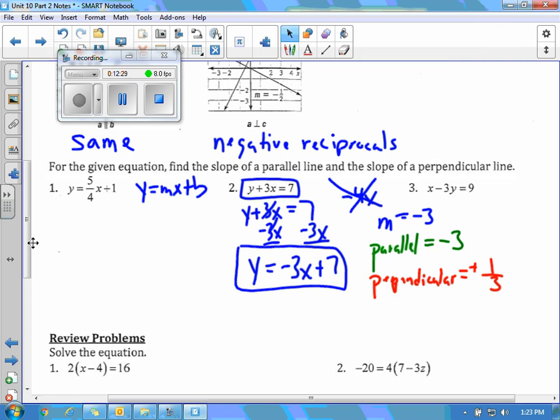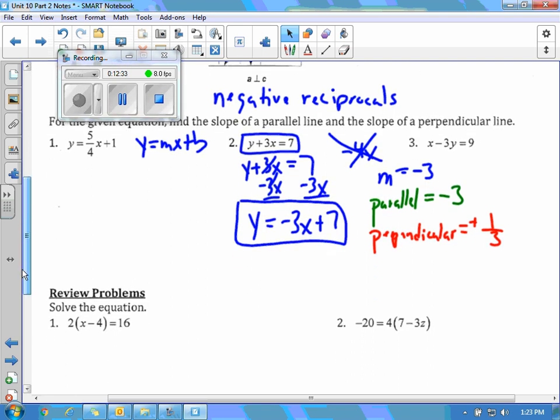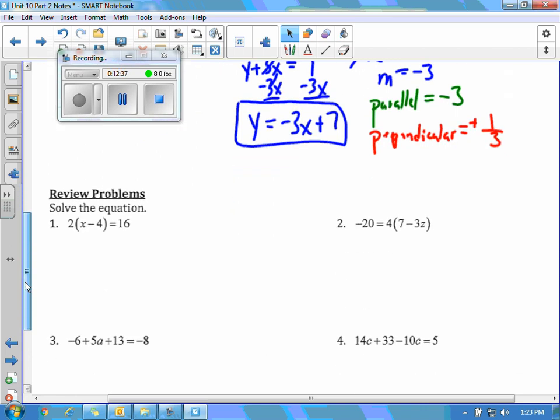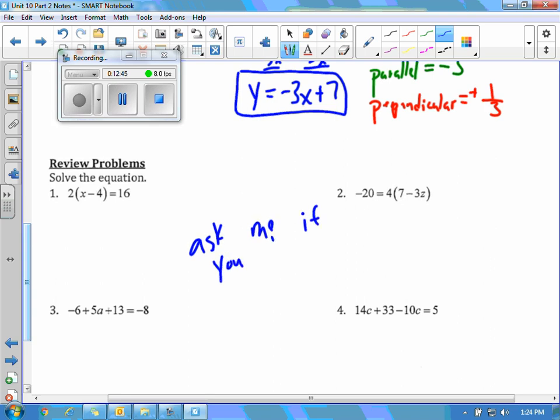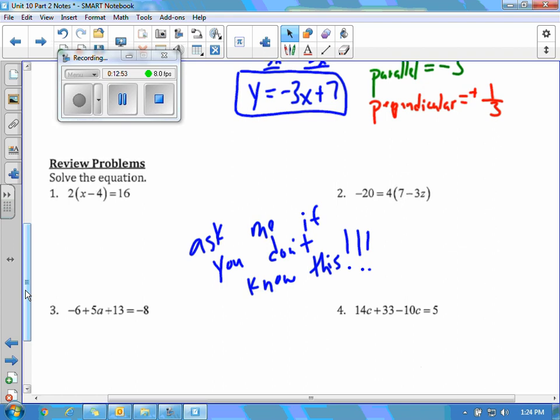I'm going to leave number 3 for you guys to try and make sure you check that with the answer key. And then there is some practice with solving equations on the bottom. Please make sure you do these problems. If you have any trouble solving equations, ask me. Ask me for help if you don't understand how to solve these equations, because those are crucial basic algebra foundations.